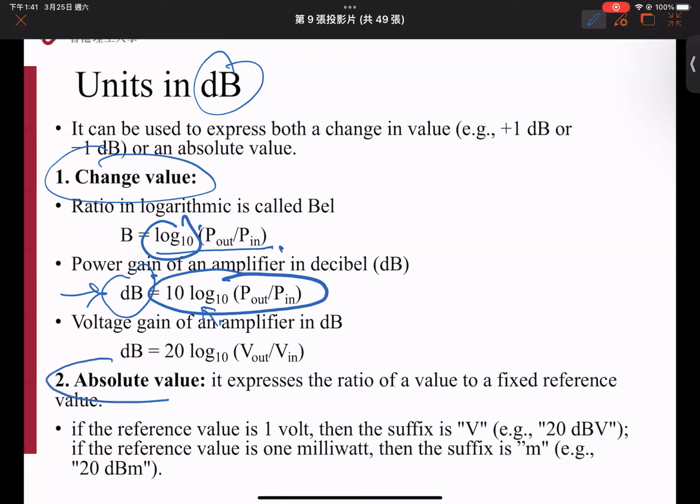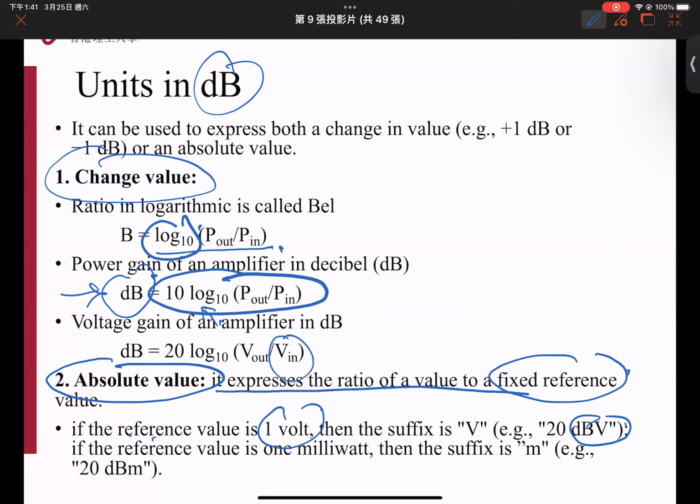But we can also use this kind of term to represent an absolute value instead of only a comparison. Here it expresses the ratio with a fixed reference. For example, if you compare with 1 volt, then you have dBV. If the reference value is 1 milliwatt, then it's dBm, milliwatts. But if your reference value is watts, then it will be dBW.